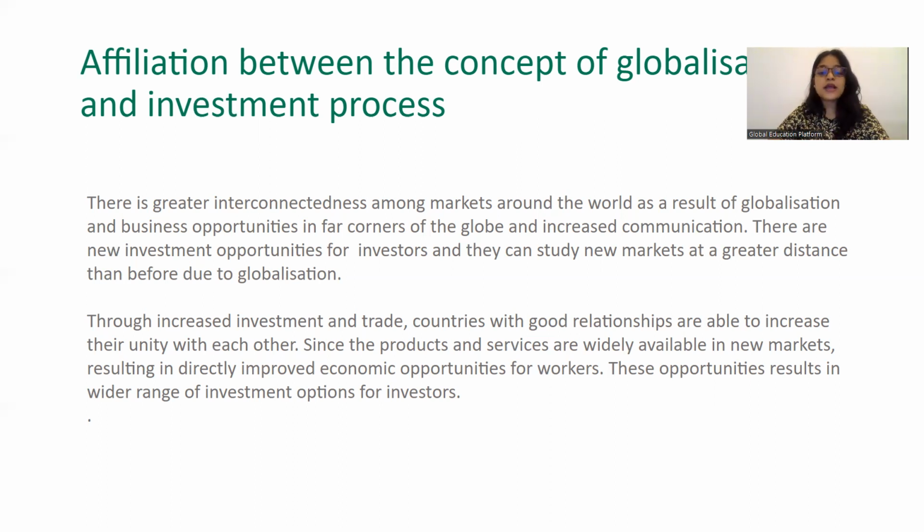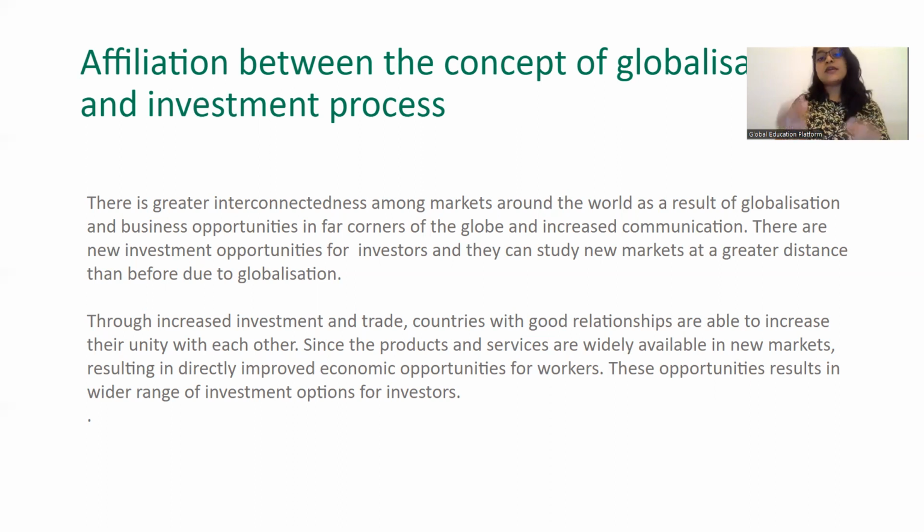Since the products and services are widely available in new markets, resulting in directly improved economic opportunities for workers, these opportunities result in a wide range of investment options for investors. So if you see, it is a circle, it keeps coming again and again, because there is country A and country B, and country A produces certain products that they can produce more of, and they can also export.